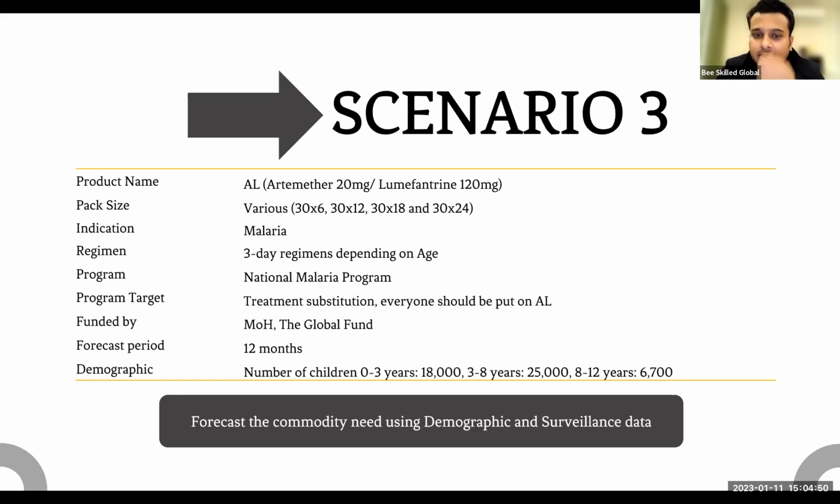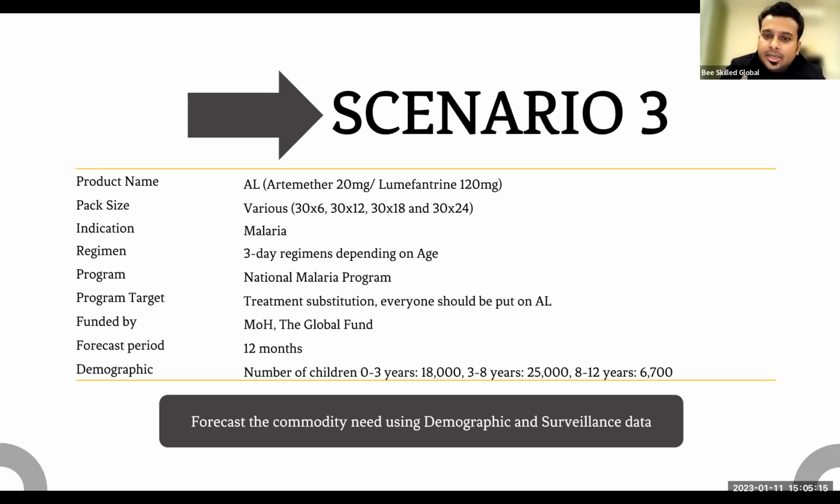So in one pack for adults, you have 720 tablets. The regimen is a 3-day regimen. Children take 2 tablets per day, while adults take 8 tablets every day. So the regimen is different, but it's still a 3-day regimen.